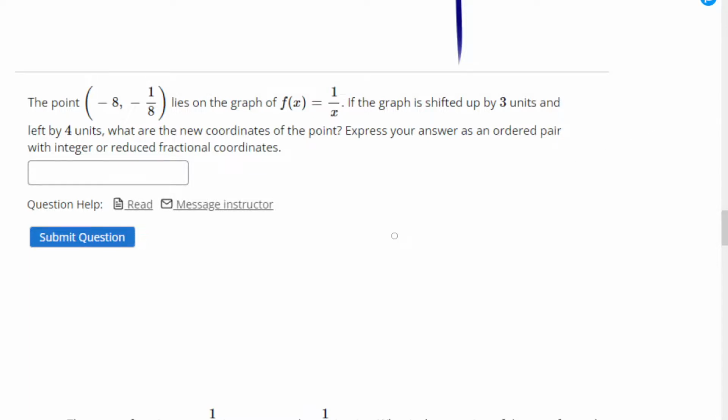So we have the point -8 and -1 over 8. It lies on the graph f of x equals 1 over x. If the graph is shifted up by 3 units, that affects our y value, right? And left by 4 units, which affects our x value. What are the new coordinates of the point?